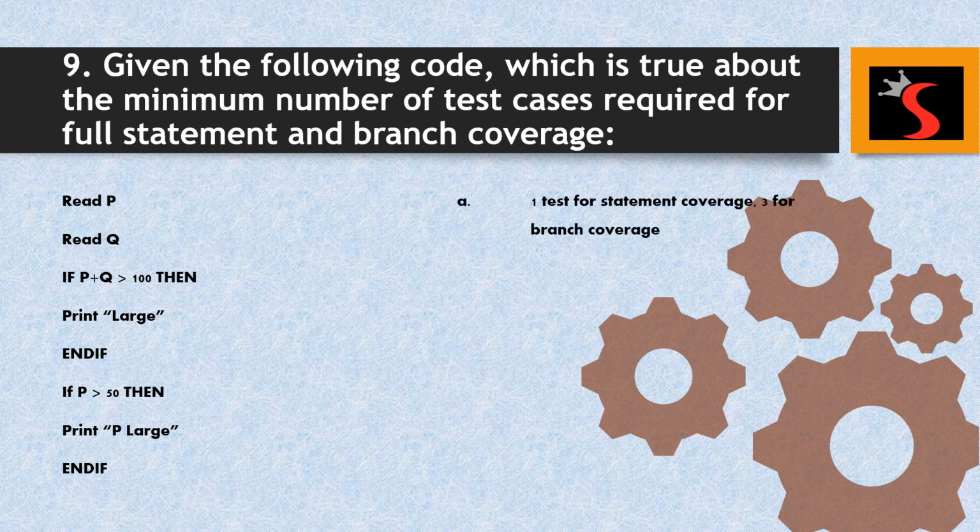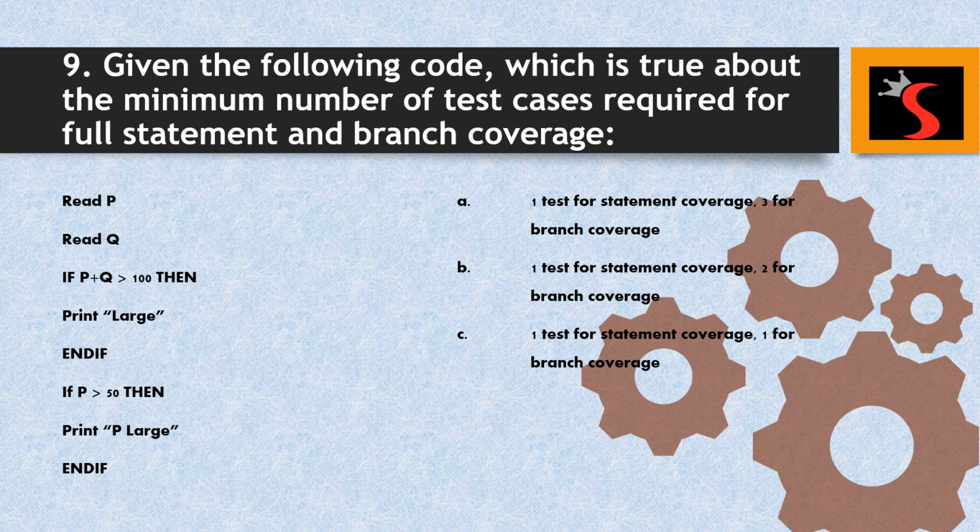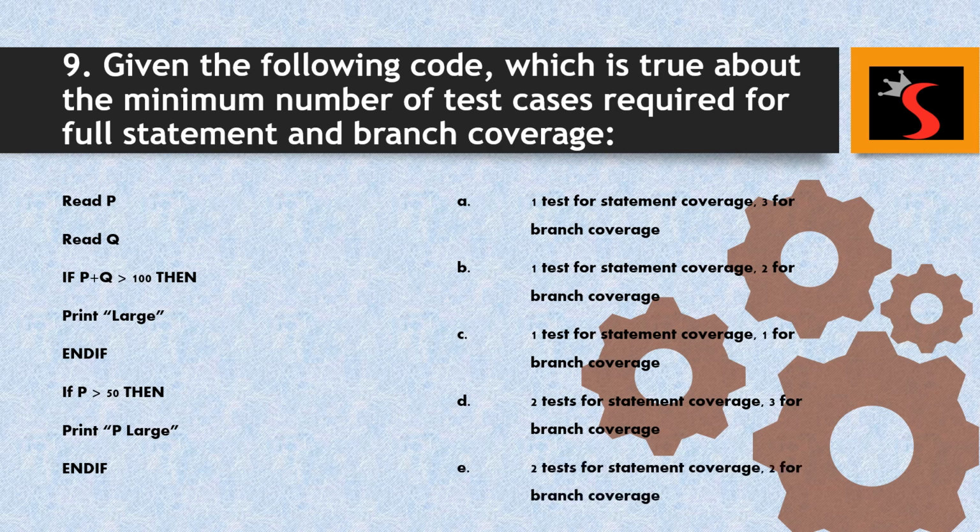And the options are A, 1 test case for statement coverage, 3 for branch coverage. B, 1 test for statement coverage, 2 for branch coverage. C, 1 test case for statement coverage, 1 for branch coverage. D, 2 tests for statement coverage, 3 for branch coverage. Or E, 2 tests for statement coverage, 2 for branch coverage.